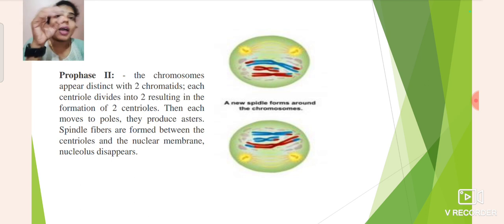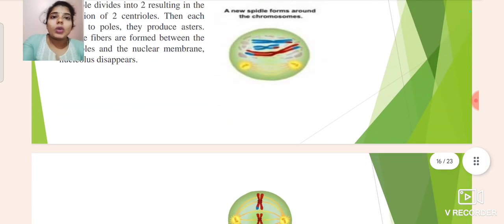After interphase, prophase 2 will be formed. It is also done in the two cells. In prophase 2, the chromosomes will be very long, distinct, uncoiled and lightly stained. At the end of prophase 2, there is formation of spindle fibers and also disappearance of the nuclear membrane and the nucleolus. Next, we will move on to metaphase 2.